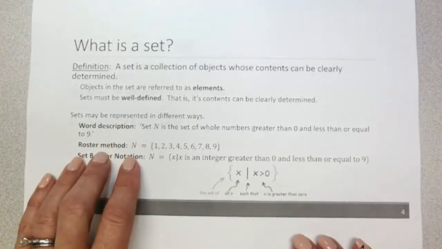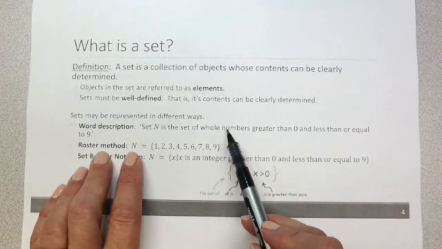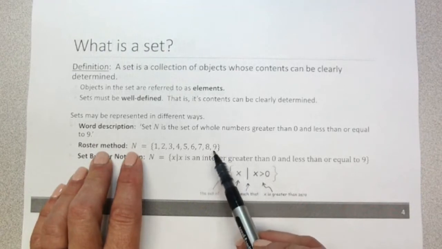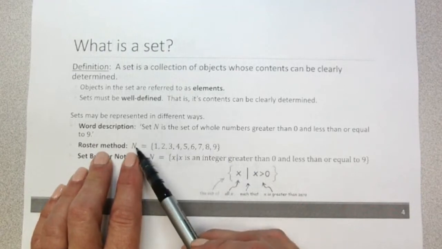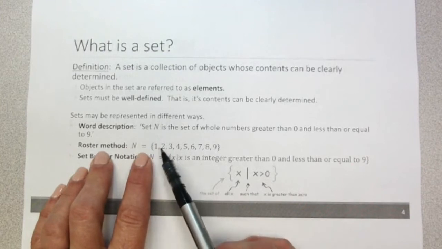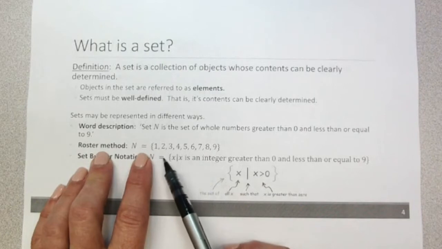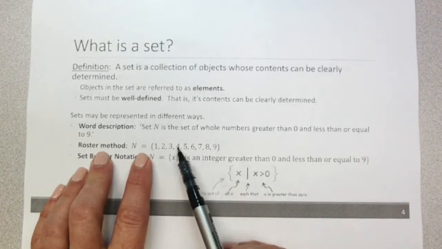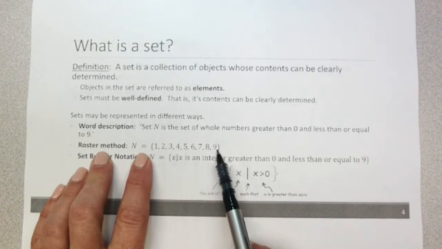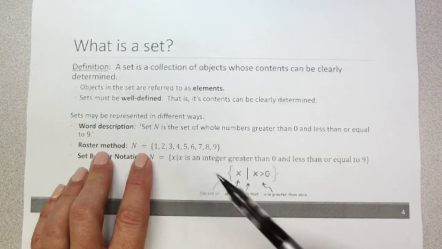In the roster method, we identify the name of the set using the same example that we just used in the word description. We'd say the name of that set is N, and that set equals, and we would list out all of the elements that satisfied that word description. So that set would equal {1, 2, 3, 4, 5, 6, 7, 8, 9}, because those are the whole numbers that are greater than 0 and less than or equal to 9.